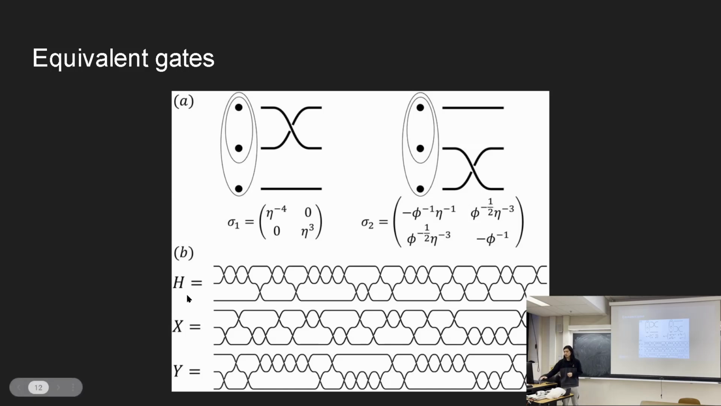So the Hadamard would be represented as this braid, and then the X gate would be this braid, and the Y gate is this braid. So you shouldn't really think about it in terms of our normal gates. As I said, it's a different model of computation. Even though they're computationally equivalent, you can't really represent one-to-one with a quantum circuit. So these are also approximations of these gates.